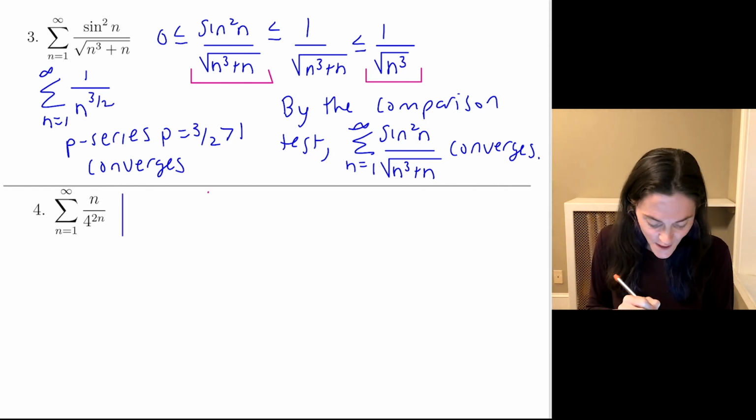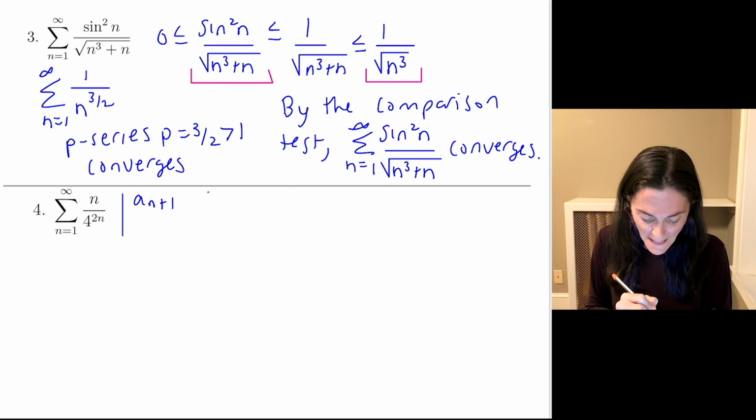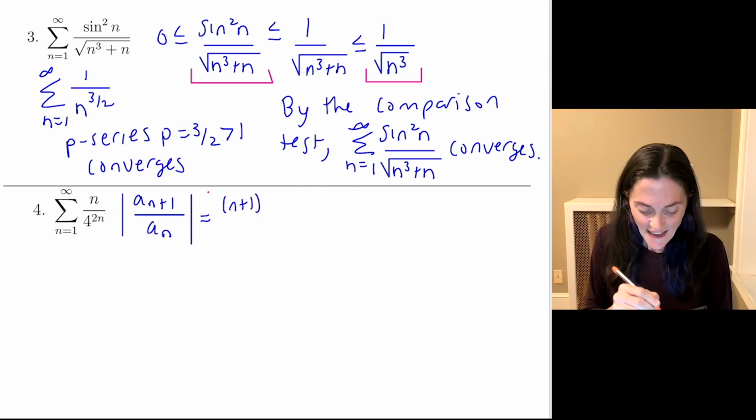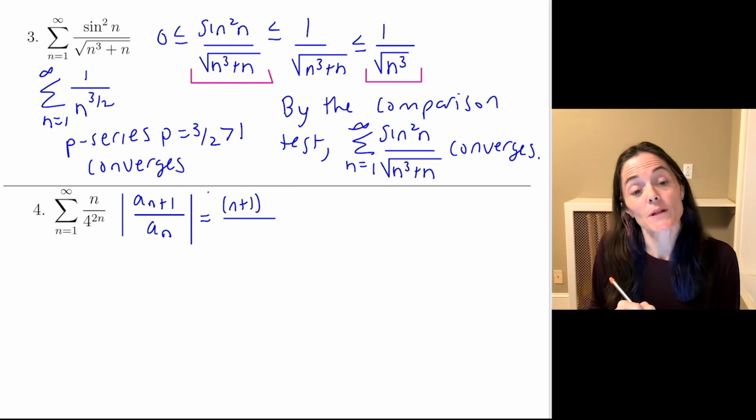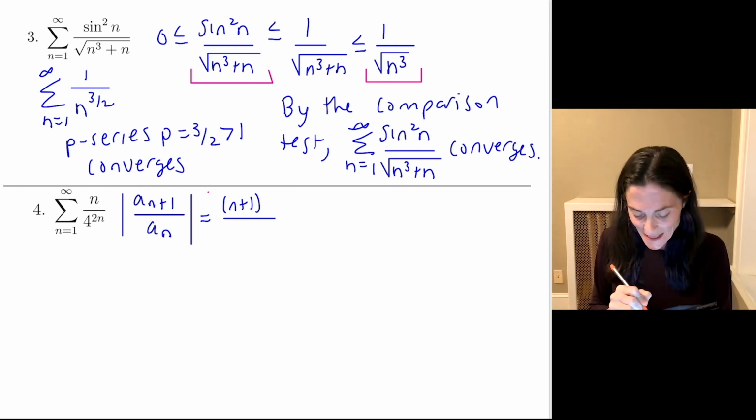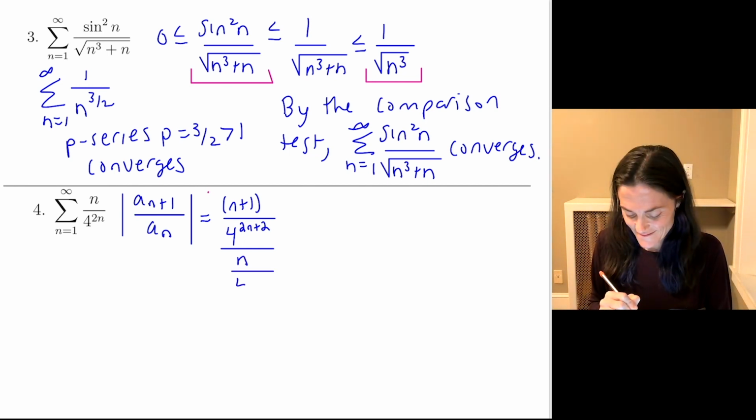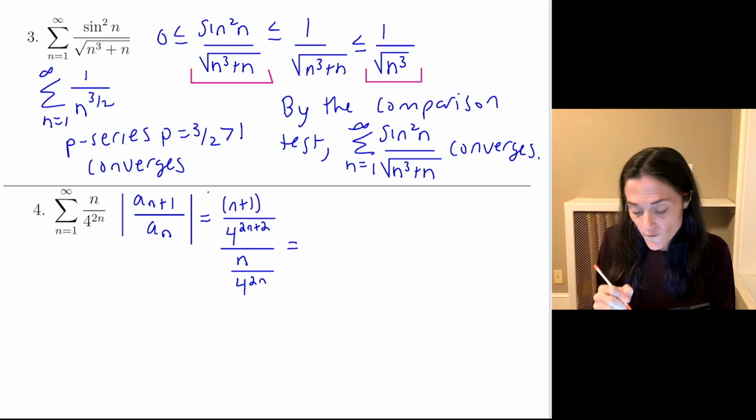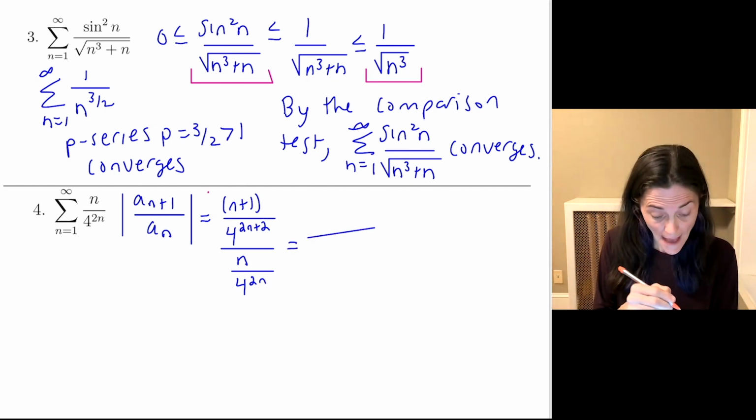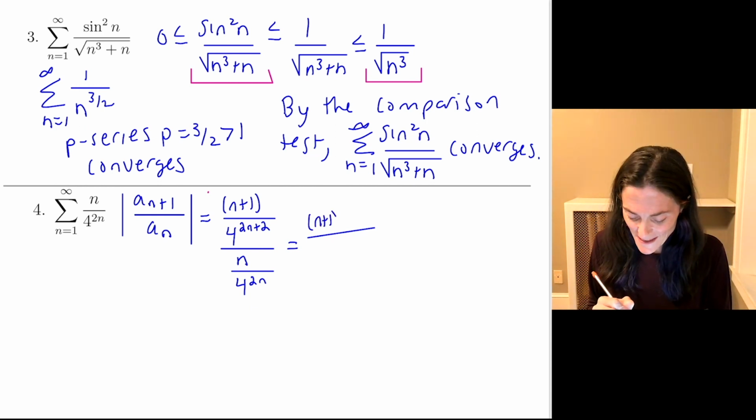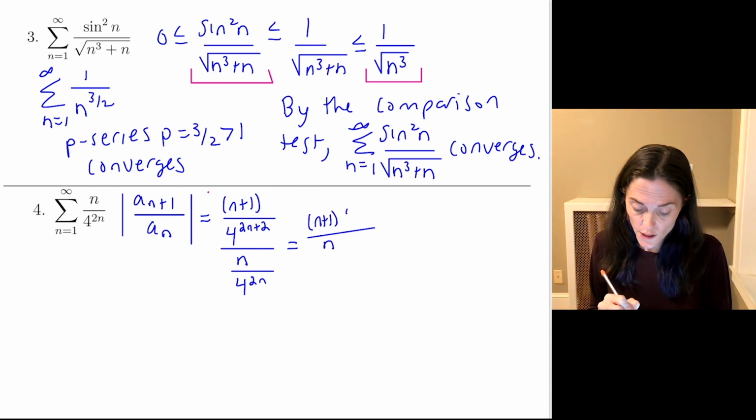So let's take an absolute value of a_{n+1} over a_n. We have n plus 1, and then in the denominator, you see when you evaluate 4 to the 2n at n plus 1, we have 4 to the 2n plus 2. Now, divide, evaluating at n. Invert, multiply, and line things up that match. So we have n plus 1 over n, and we have 4 to the 2n over 4 to the 2n plus 2.